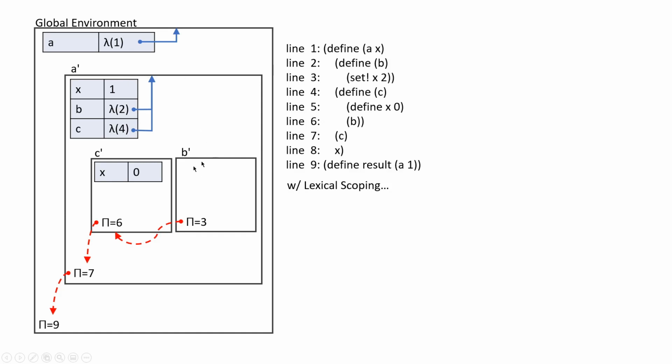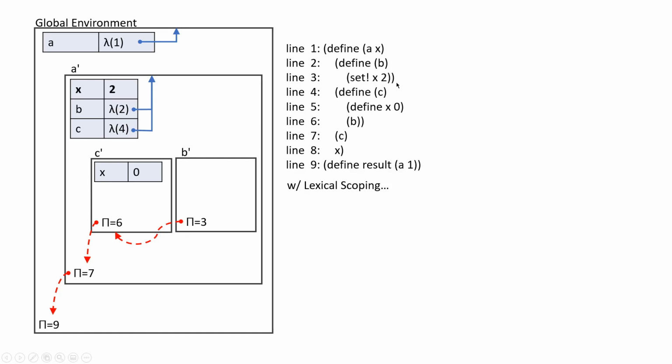Okay, so if we're in b, we're on line 3. Line 3 says set x to be 2. So if we're in this scope here, inside this contour, we say set the value of x to be 2. We don't find x locally, so we go looking into the enclosing scope, and we find it in a. So we change this variable here to the value 2. Okay, and that's it for b.